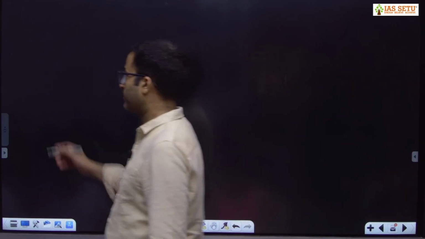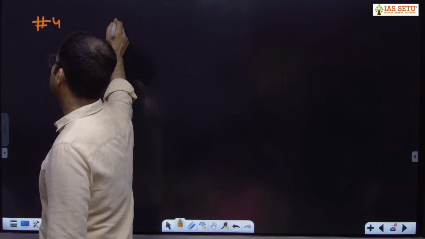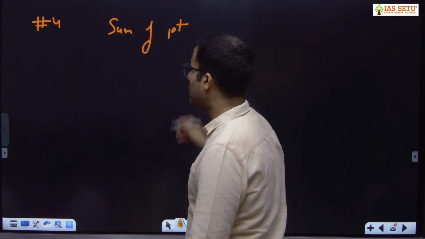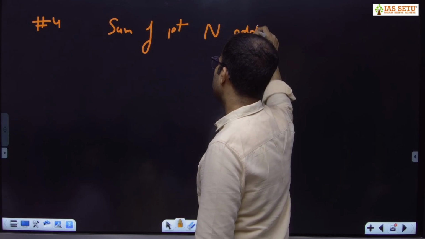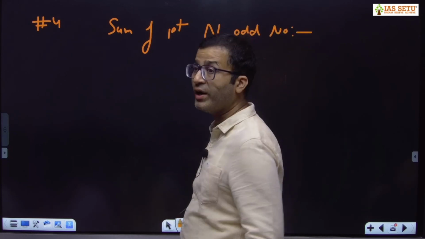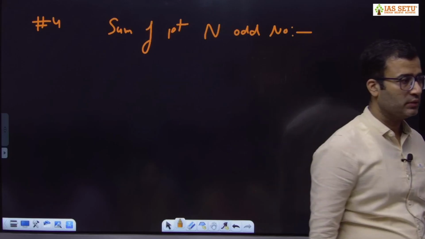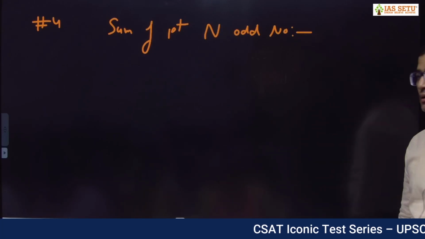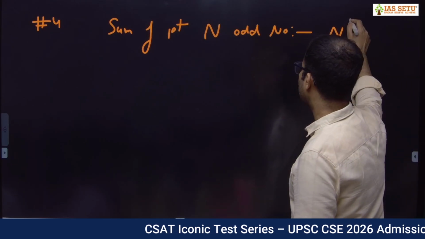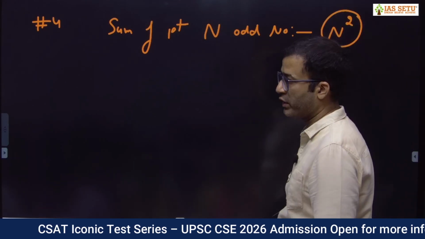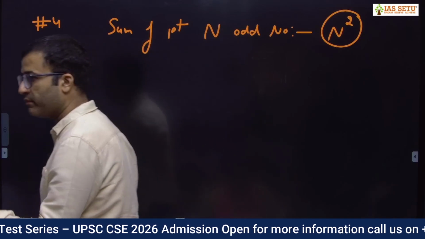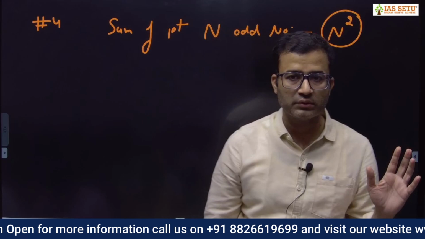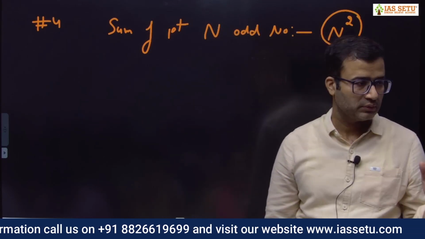Next, rule number 4. Sum of an odd number: 1 plus 3 plus 5. So the short trick for this is n square. Simple. n square. Sum of n odd numbers is n square. I think you remember 2 square to 25 square. Day 1 homework. Let me check.